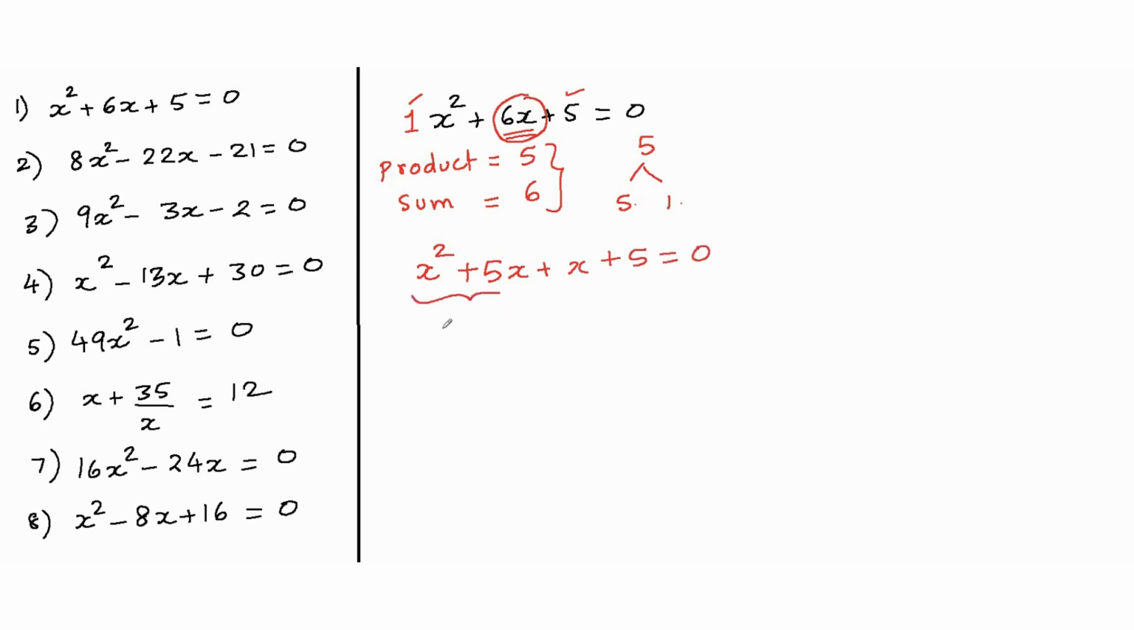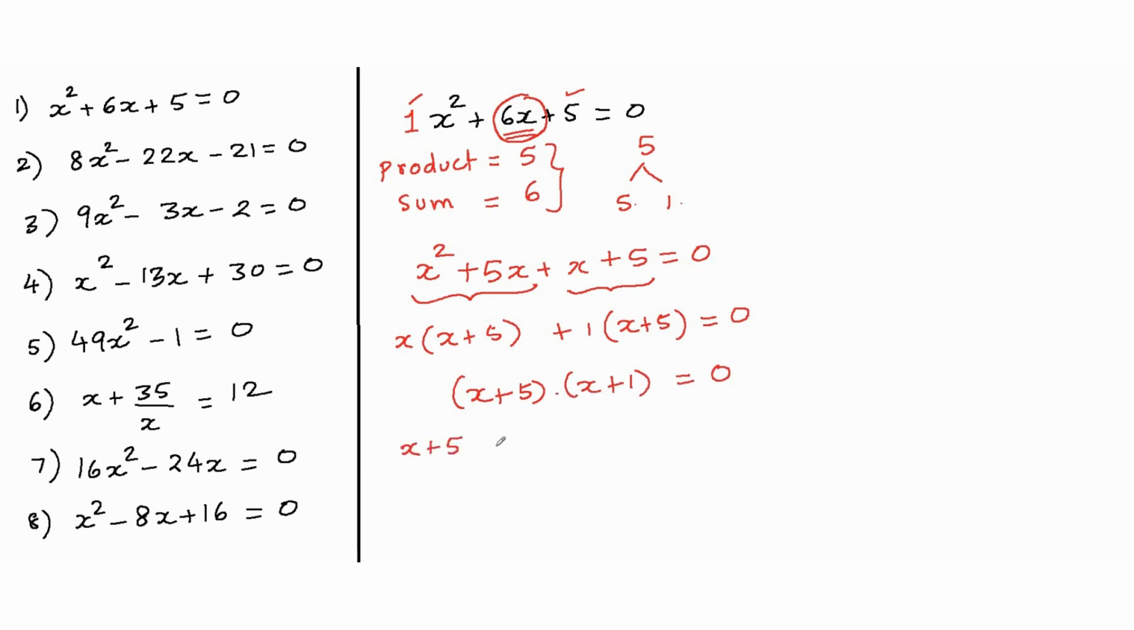And now I can take x common from these two terms. So x bracket x plus 5. And in these two terms, only 1 is common. So 1 bracket x plus 5 is equal to 0, which means x plus 5 multiplied by x plus 1 is equal to 0. Now if the product of two terms is 0, then either x plus 5 is 0 or x plus 1 is equal to 0. Which means x is either negative 5 or x is negative 1. Therefore, the solution set of this quadratic equation is negative 5, negative 1.